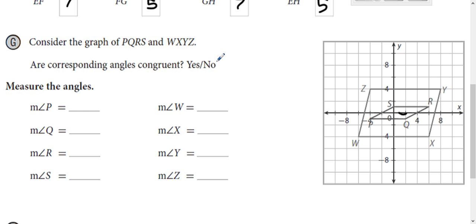Here you can tell pretty easy just by looking at it. We don't need to go through the measurements. We can see that angle P is much, much smaller than angle W. We don't have to measure them because we can see it's way smaller.